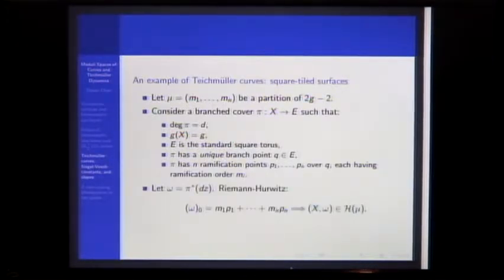And how does it relate to our story? Well, you take dz on the standard square torus, which is well defined, and you pull it back via this branched cover. Applying Riemann-Hurwitz to this setting, exactly because the sum of m_i P_i is a ramification divisor, and you know the zero type of omega is given by this ramification divisor, that tells you the pullback differential belongs to the stratum you want.